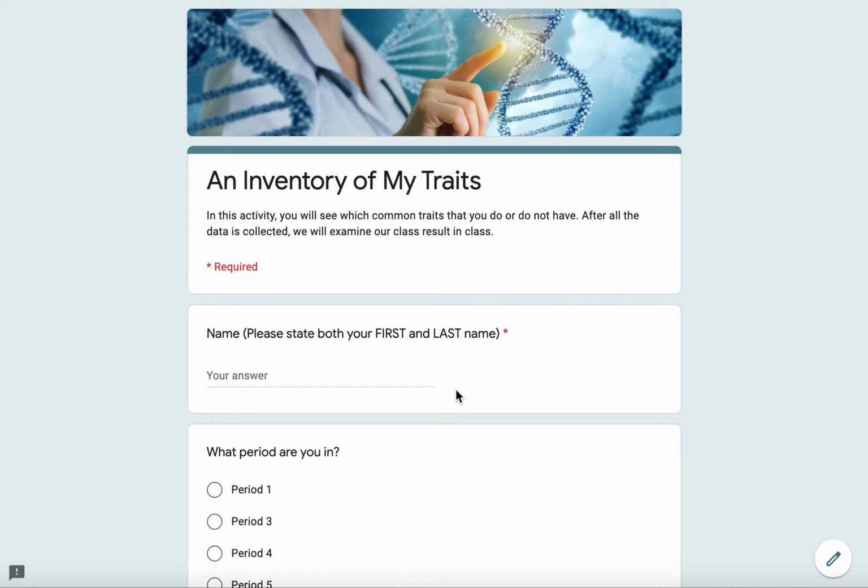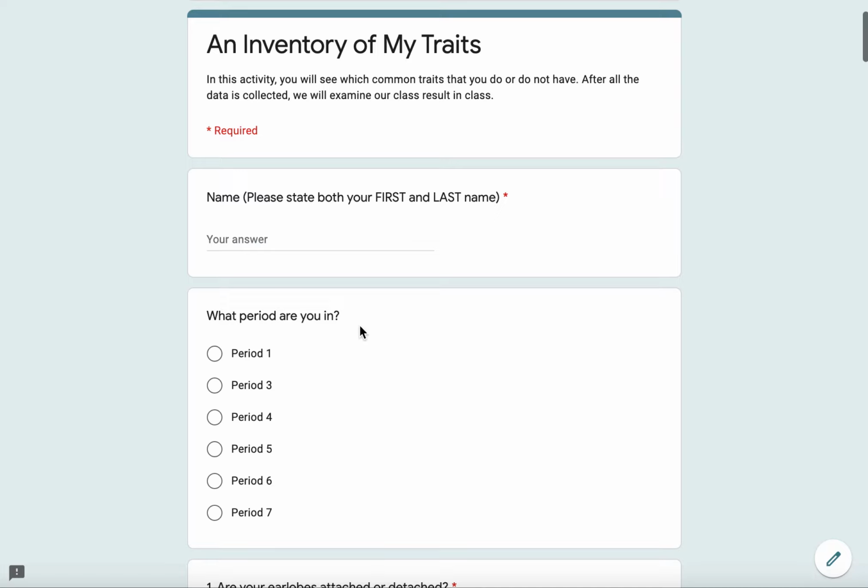First, you will put your first and last name here. Indicate which period you are in. And let's take a look at each of our traits one at a time. And after we collect all this data, we're going to be sharing these results next week in class.